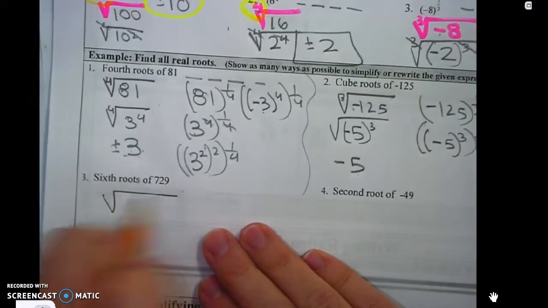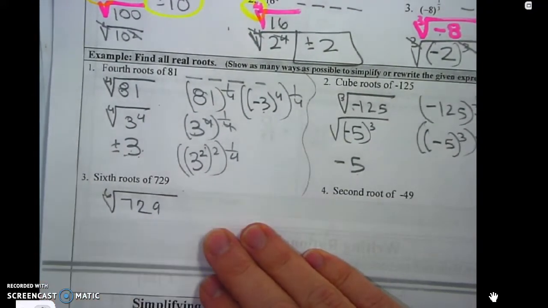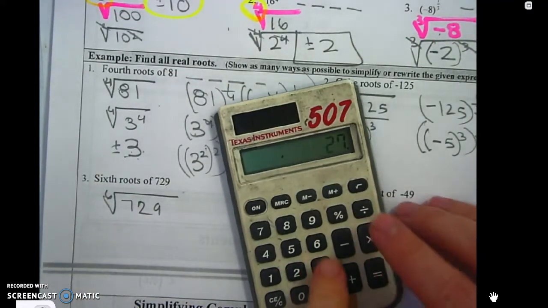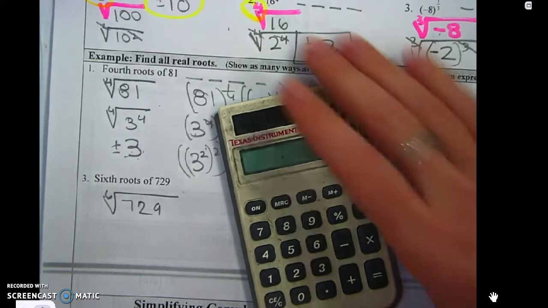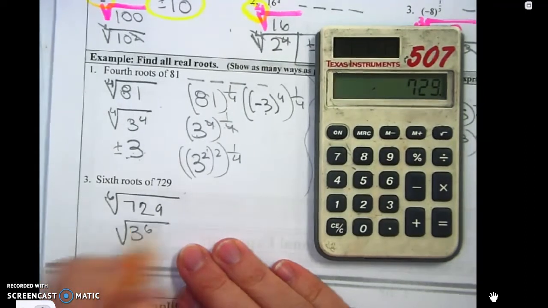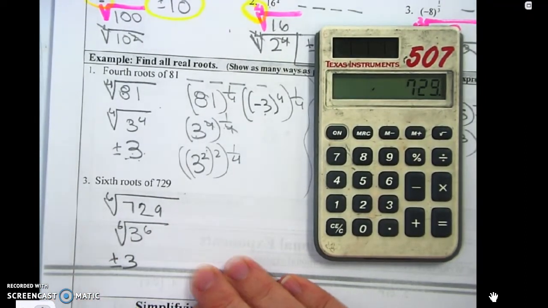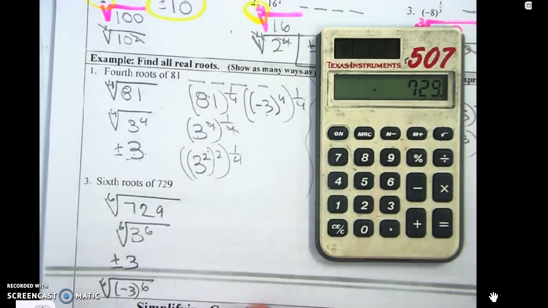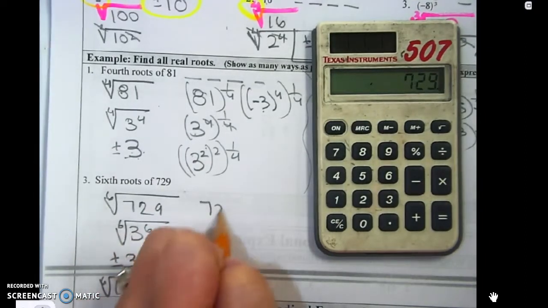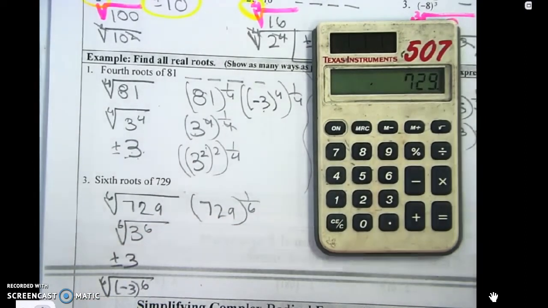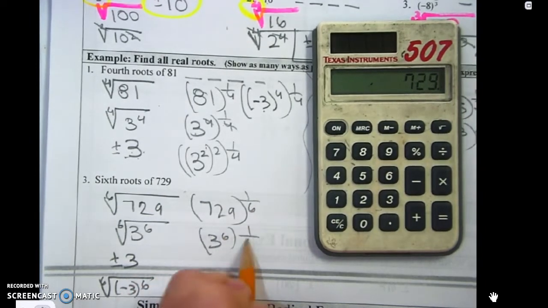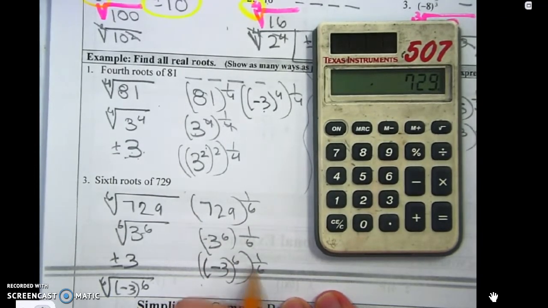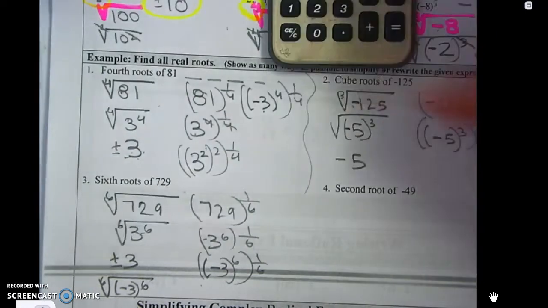The 6th root of 729. I'm going to figure out what times what times what. I got to do it 6 times. 1, 2, 3, 4, 5, 6. So 3 to the 6th power, 6th root, 3 plus or minus because it's an even root, which also means I could write it as -3 to the 6th root. I could also put it in exponential form, 729 to the 1/6, 3 to the 6th to the 1/6. I'm just trying to equate it there. Could also rewrite it as -3 to the 6th to the 1/6. Okay, let's go to the next one.